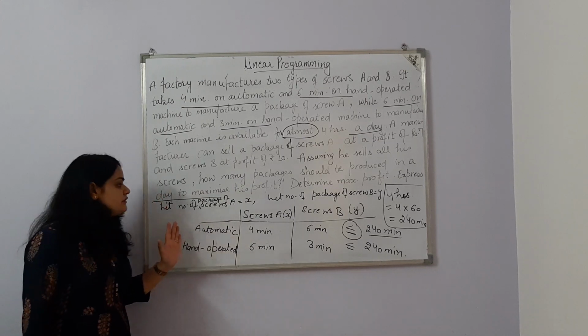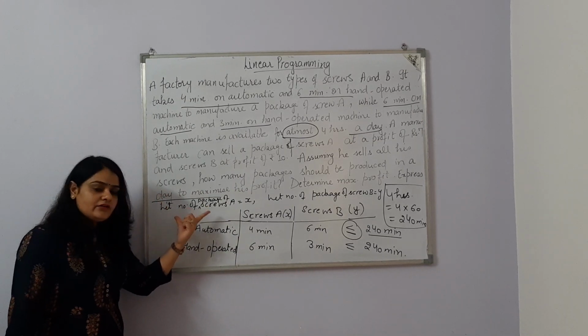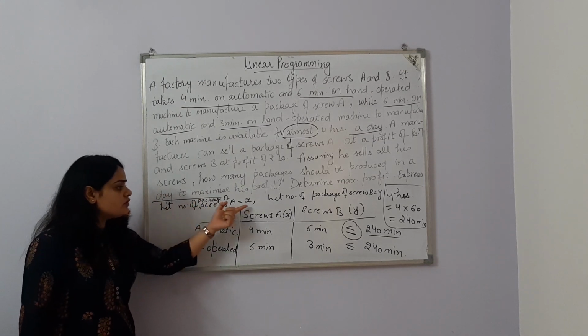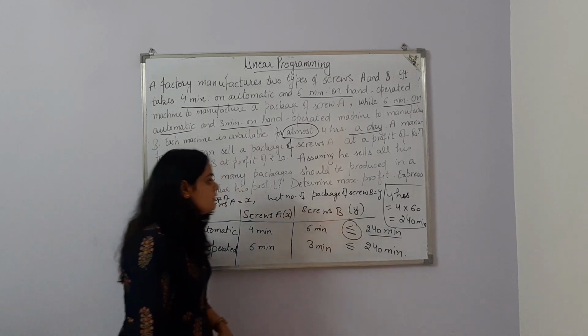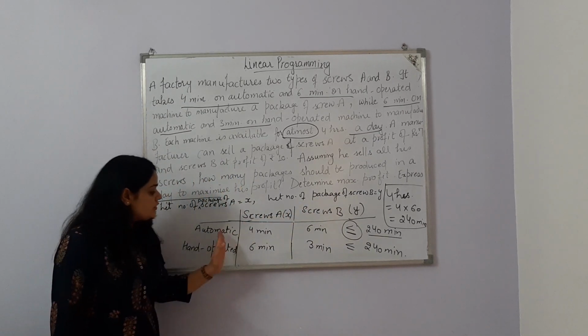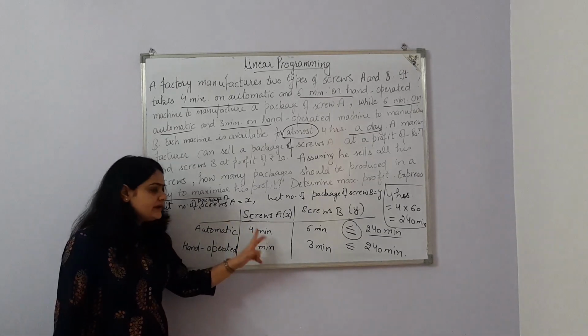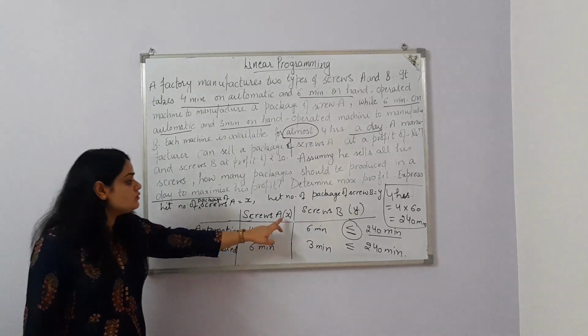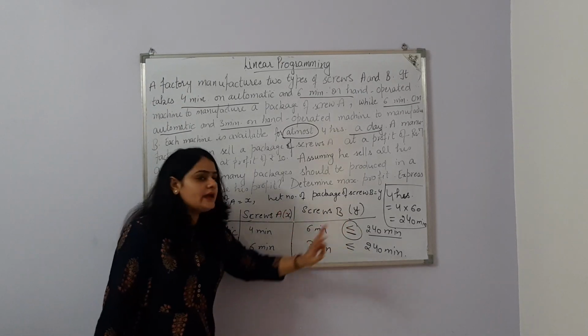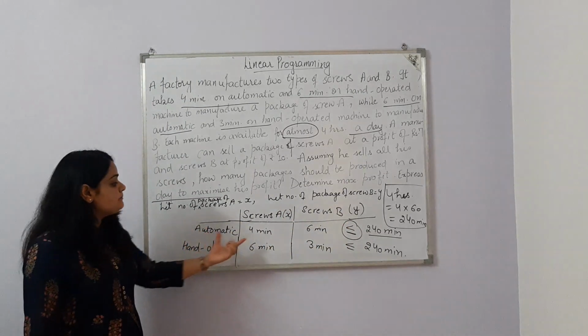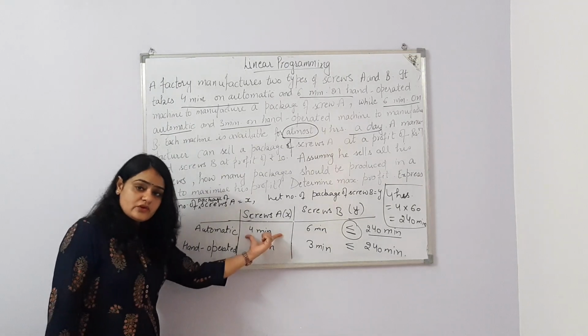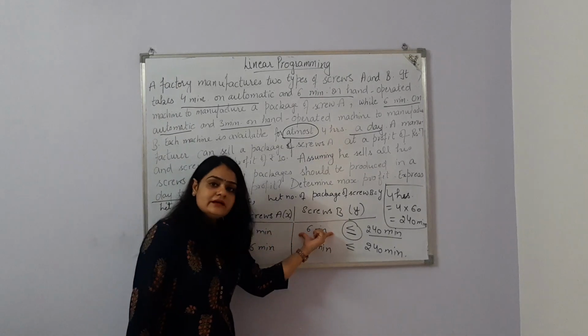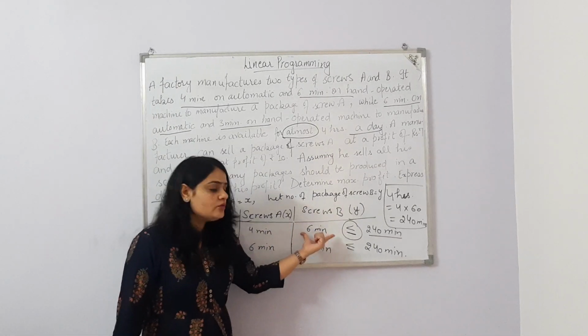Hope these lines are clear to you. But we assumed the number of packages of screw A is x, and the number of packages of screw B is y. The automatic machine is available for 4 minutes for one package of screw A and 6 minutes for one package of screw B. If there are total x packages of screw A and y packages of screw B, then 4x is the total timing for screw A and 6y is the total timing for screw B.